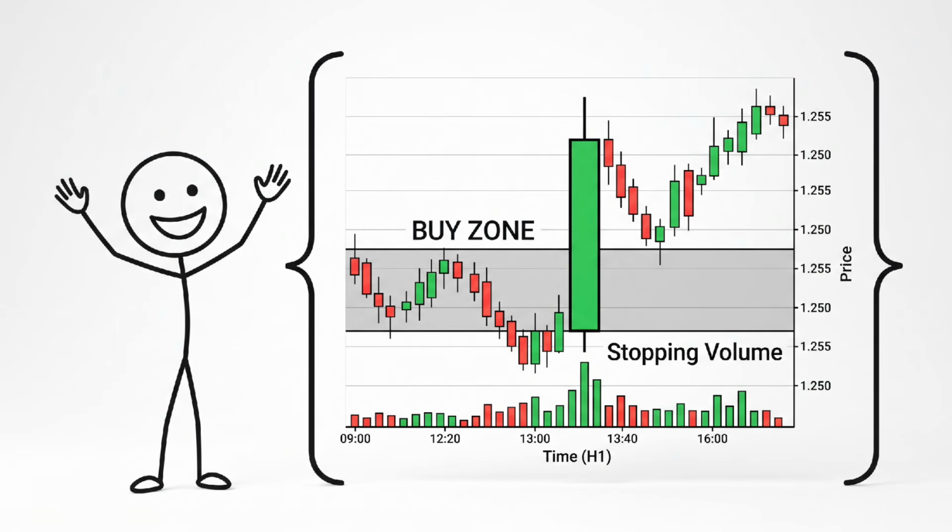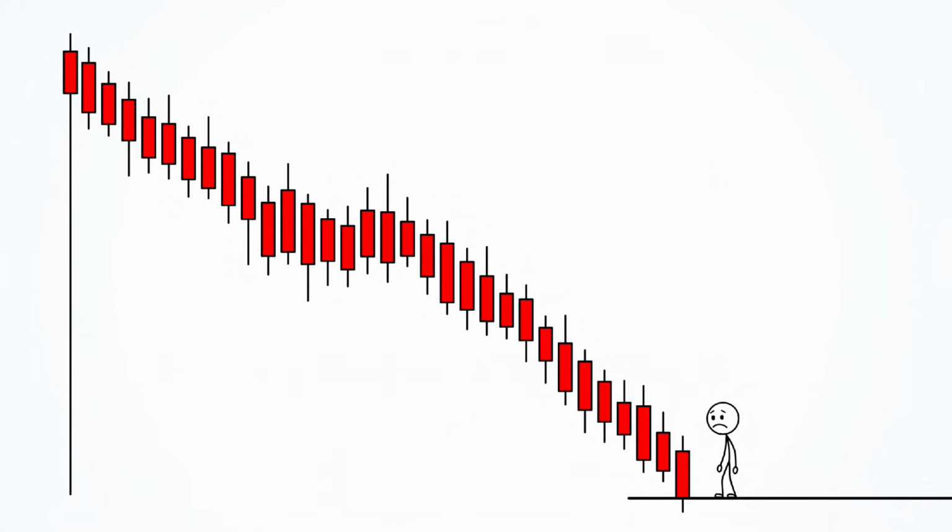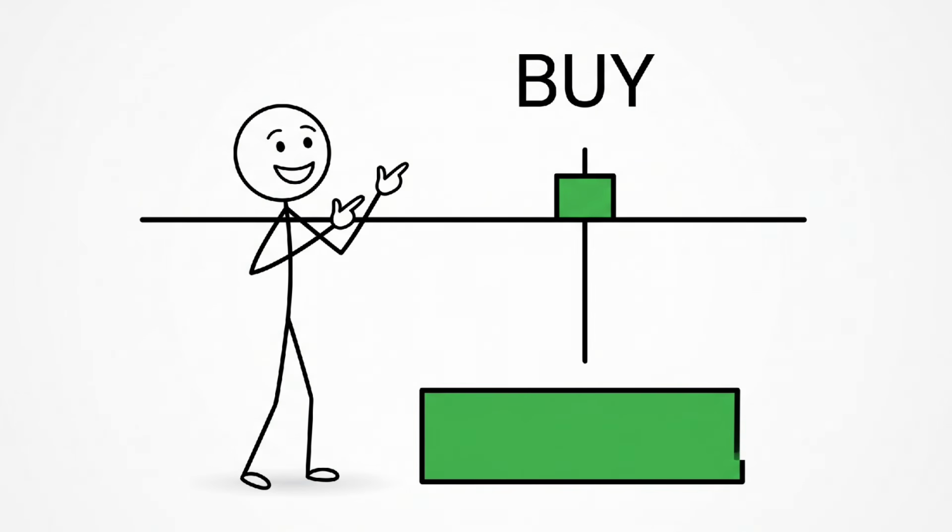Now let's talk about actual buy zones. The first pattern is stopping volume. Imagine the market has been falling for several days. Every candle is bearish. Everyone is panic selling. Then suddenly, one day, extremely high volume appears. Price sells off during the session, but recovers strongly before the close.